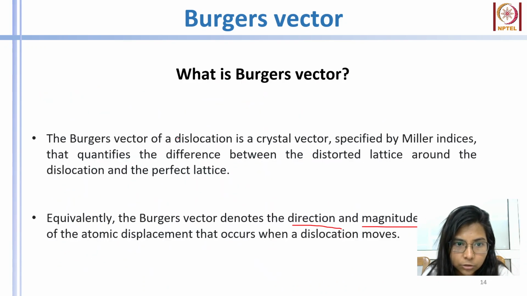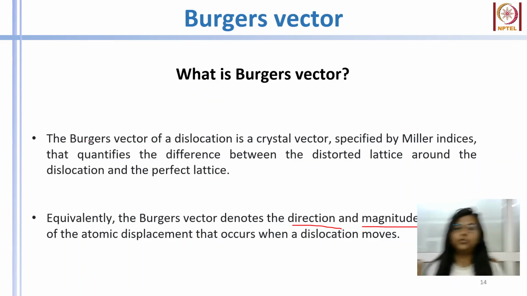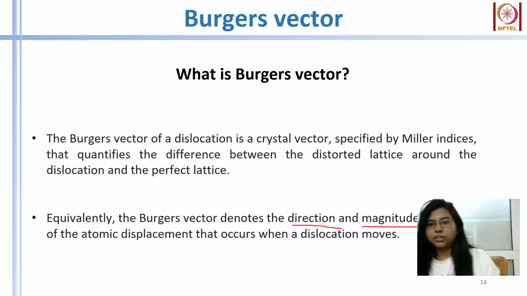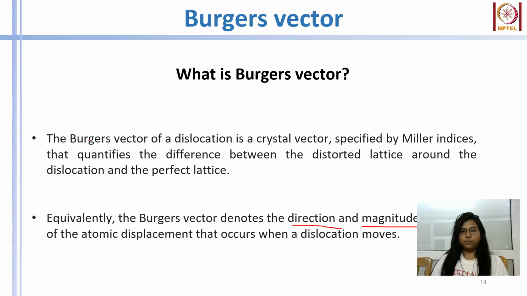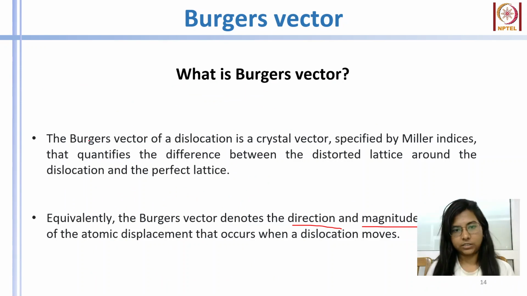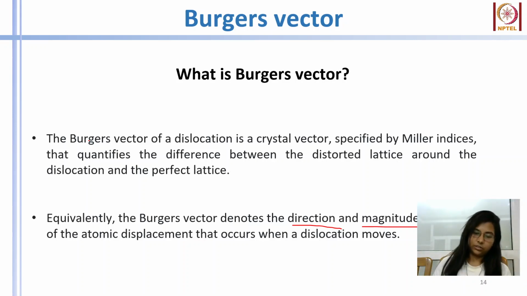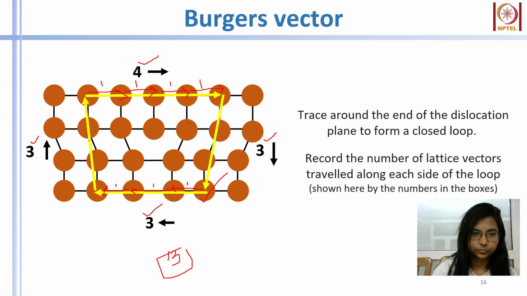So then we understood what it is. The Burgers vector of a dislocation is a crystal vector specified by Miller indices, which quantifies the difference between the perfect lattice and the distorted lattice.